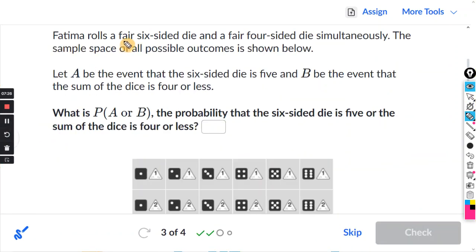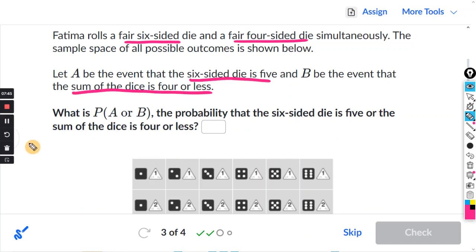Fatima rolls a fair 6-sided die and a fair 4-sided die simultaneously. The sample space is here. Let A be the event the 6-sided die is 5, B be the event the sum of the dice is 4 or less. What is the probability of A or B?